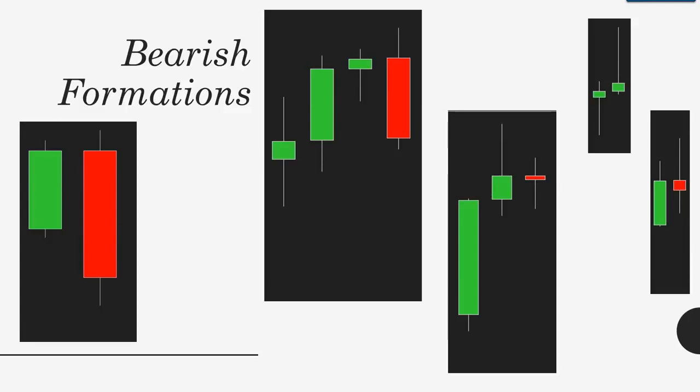Nicole, is the open always on the bottom? If it's red, the open is at the top. If it is green, the open is at the bottom and they push it up. Does that answer your question, Nicole?